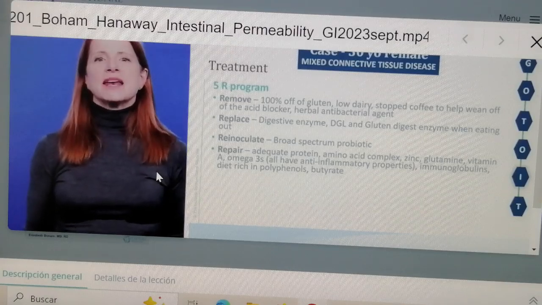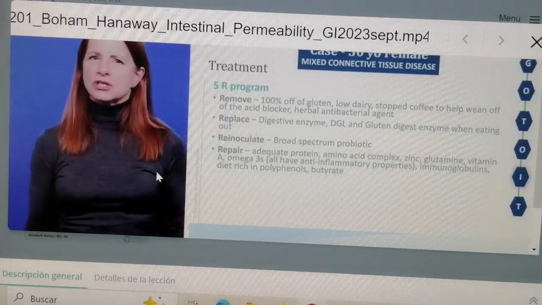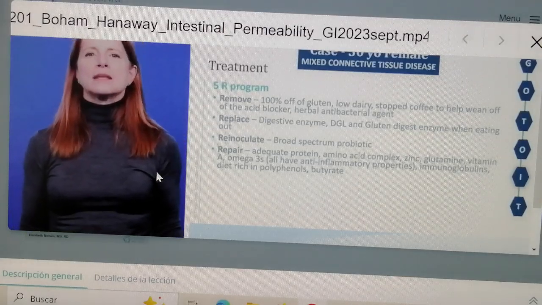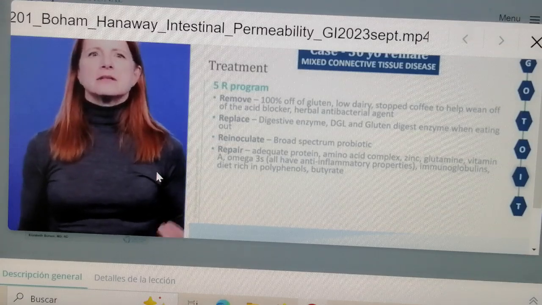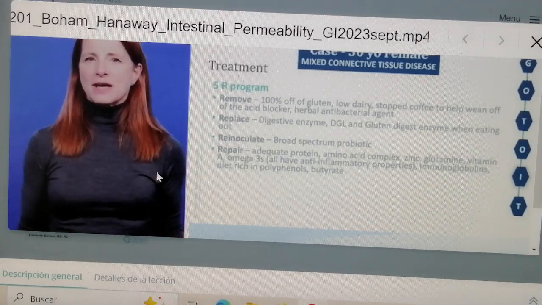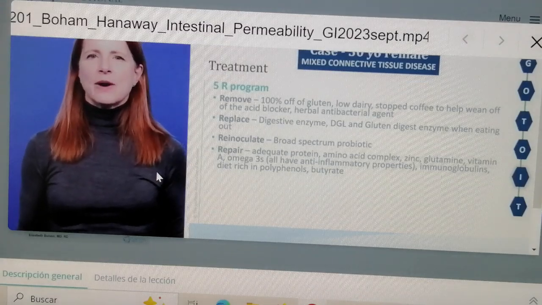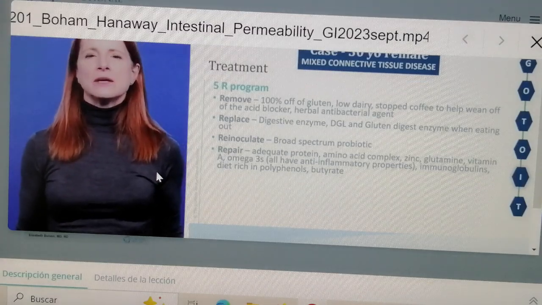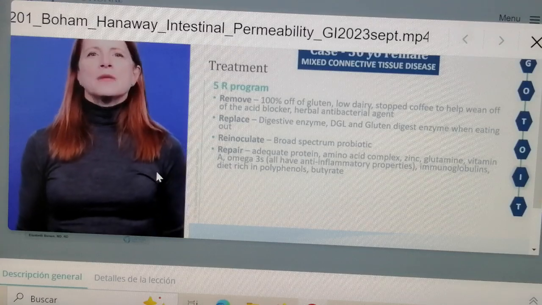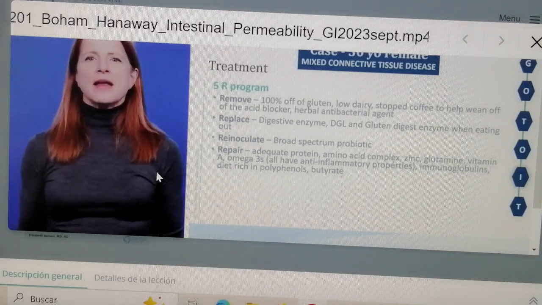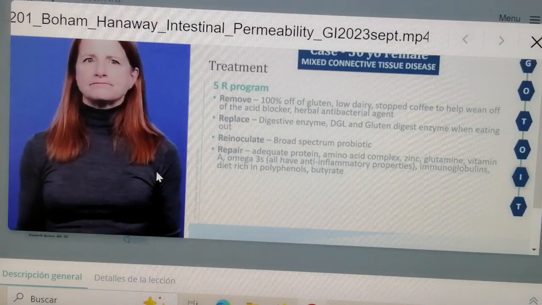And then we worked to repair, right? We made sure she was getting enough protein. Remember how many times I've said this yesterday? Adequate nutrition is critical for healing. So I wanted to make sure she was getting enough protein, enough calories, and I gave her an amino acid complex to help with healing. In addition, on top of an amino acid complex, I gave her glutamine, because glutamine really helps with healing the intestinal barrier.